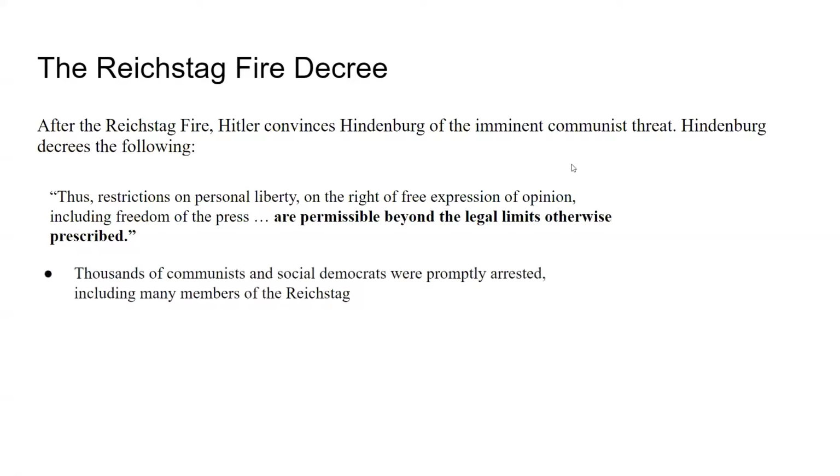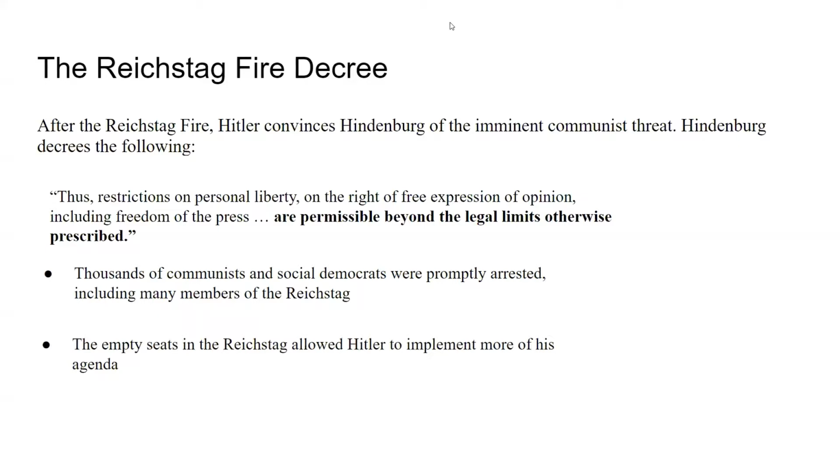What did they do with those restrictions? Well, thousands of communists and social democrats, these were the left-wingers, they opposed Hitler and Hindenburg, they were arrested. Many of them were members of the Reichstag. And what repercussion does that have? Well, if you have fewer opponents in the Reichstag, that means you can pass more laws that benefit you.